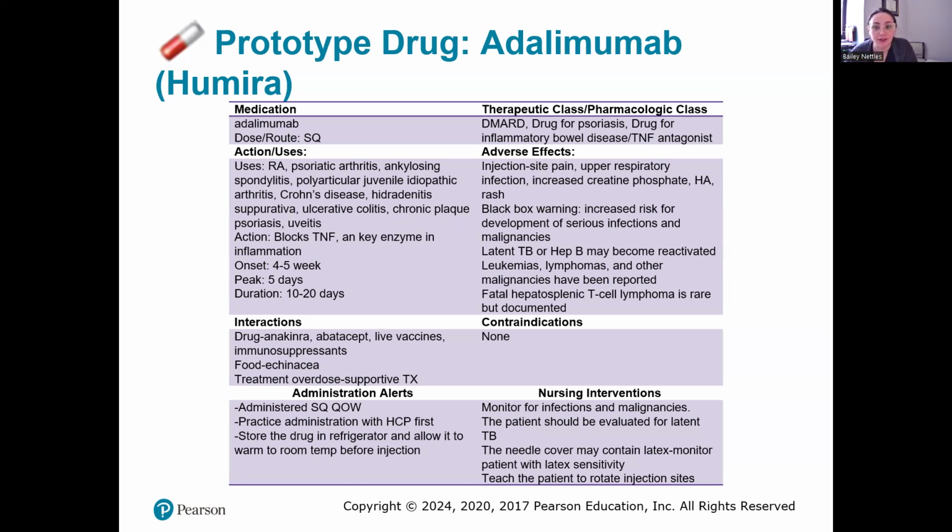It's a lot of very long, ugly names, but a lot of them have the same side effects. The most important thing with all of them is that they have some kind of immunosuppression, so we need to monitor for infections, okay?